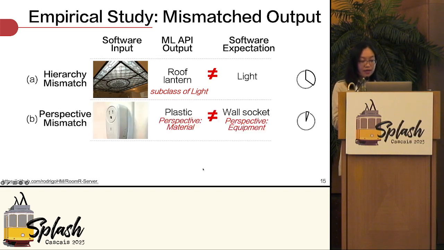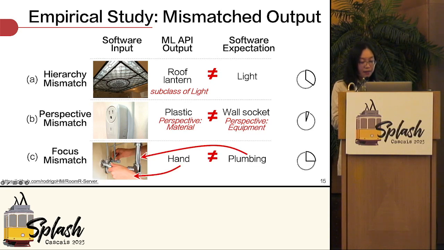Besides it, there's also perspective mismatch. Given an object, we can output multiple correct labels that describe the object from different perspectives, like shape, texture, and colors. Perspective mismatches contribute to around 3% of all unit testing failures in our study. In this example, the software expects the API to describe equipment, while the API actually outputs its material.